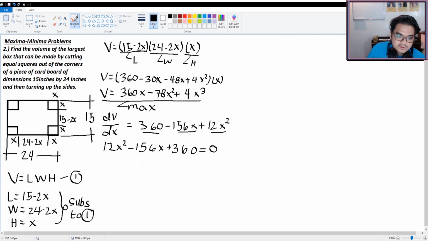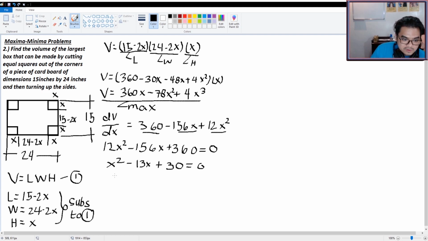I think 156 is also divisible by 12. So dividing all by 12, you'll have x squared, and let me just use my calculator. 156 divided by 12 is 13. That's minus 13x plus, I think this is 30. Just to be sure, 360 divided by 12, that is 30, right? That's 30 equal to 0. So from this point, all you have to do is just find the values of x.